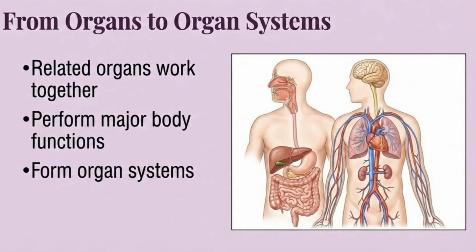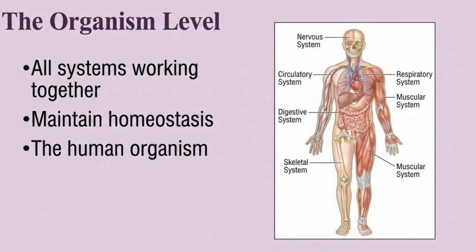When organs work together to perform a common function, they form an organ system. Each system contributes to maintaining the body's overall health and balance. The organism level represents the highest level of organization. All organ systems interact to maintain homeostasis, allowing the human body to survive and function as a whole.